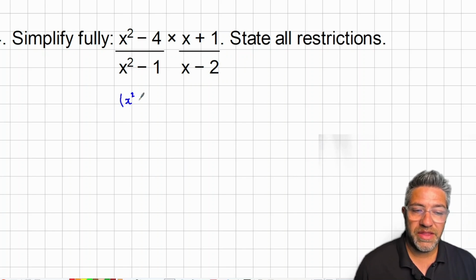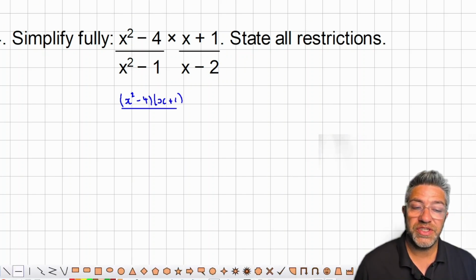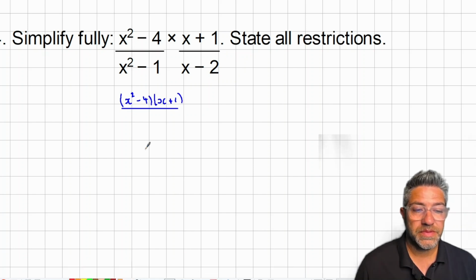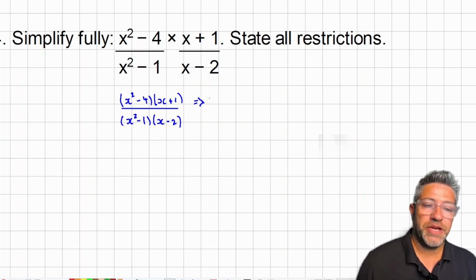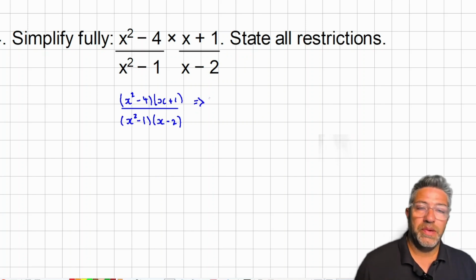I like to write things as one fraction in the first instance. In other words, really, I'm just removing the multiplication sign. Takes a little while, but it's worth it in my opinion. So there we go. I've written it as one fraction. I've not done any maths yet. At this point, I'm going to do some maths.